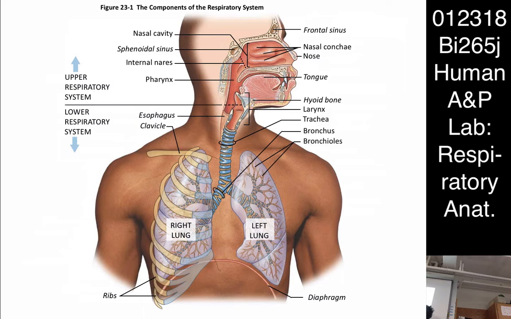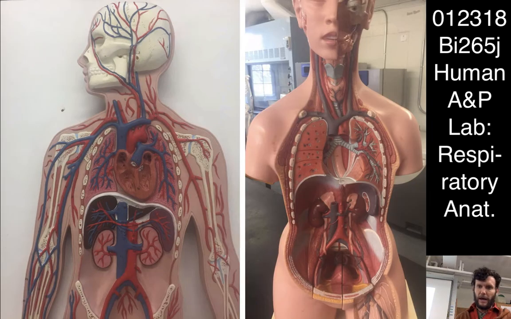And then you get down here to the bifurcation of the trachea into the bronchi. This little V-shaped cartilage down there is called the carina, C-A-R-I-N-A. It just means sort of like the crown or the apex. It's the bifurcation of the trachea into the two bronchi. And then you have the right and left lungs, which we'll look at a bit more.